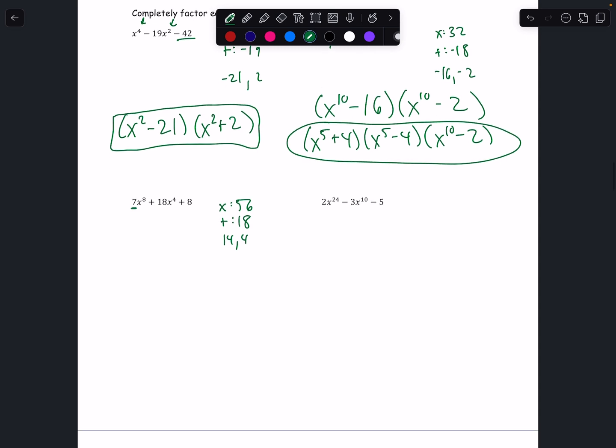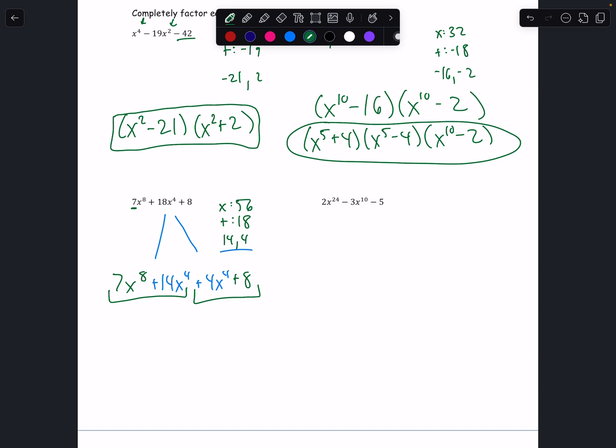So the only difference here is we have that 7x to the 8th. We have that plus 8. What we do with the 14 and the 4 is we split up that 18x to the 4th. So we have a plus 14x to the 4th plus 4x to the 4th. When you add those two back up, you get 18x to the 4th. So we're really not changing anything. So now we could just do our factor by grouping. We're just rewriting the question, so we can do factor by grouping.